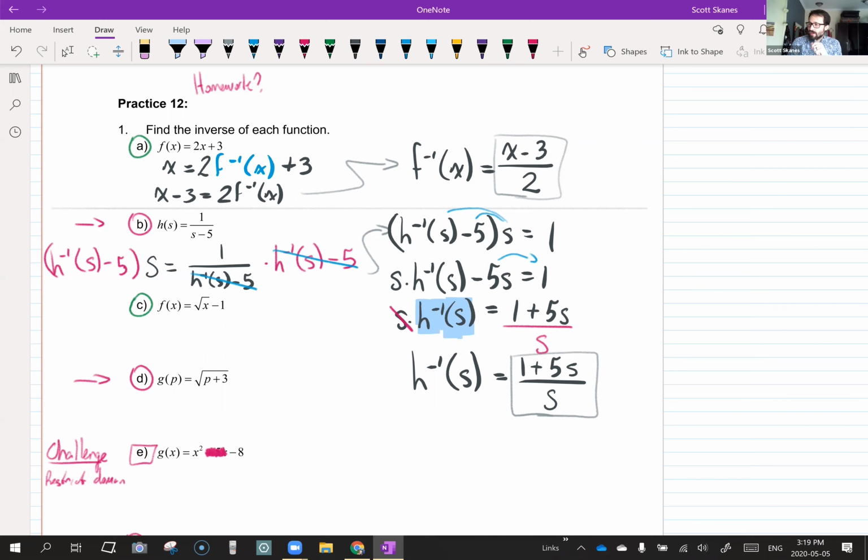Oh, Ali has a question. So for the first one, why does the 2 divide with 3? In 1A, do you mean 1A? In 1A?